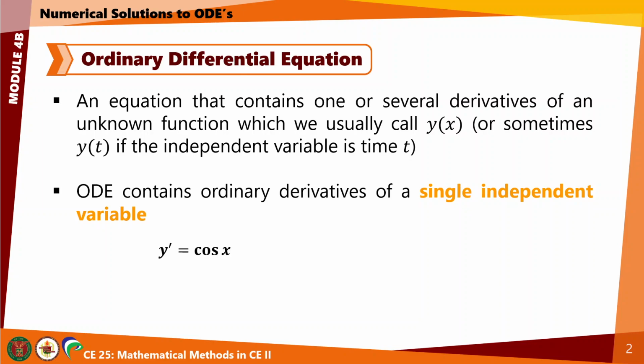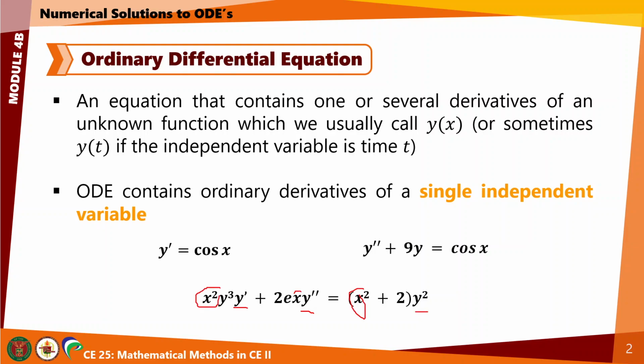These are some examples. First derivative is equal to cosine x. We have a derivative term and a term containing an independent variable x. We also have y double prime plus 9y equals cosine x. Again, we have a single independent variable term, and then a second derivative and another term which is the unknown function itself. And some extension, but it's still the same. We have a term with derivatives, then the function itself, and the independent variable. As you can see, there is only one independent variable here, so this is an ordinary differential equation.